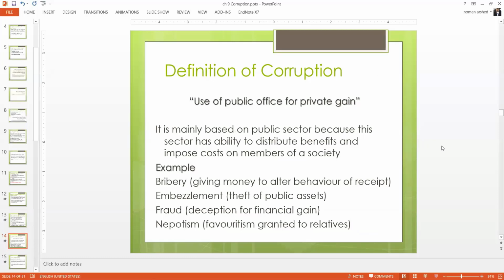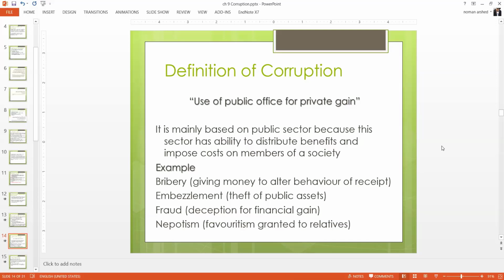It is mainly used in the public sector because this sector has the ability to distribute benefits and impose costs on members of the society. So corruption is mostly possible in public office because there is high authority involved with that job. From that place you can distribute benefits or distribute costs to the society. So you have the authority to direct the benefits from the public to yourself.